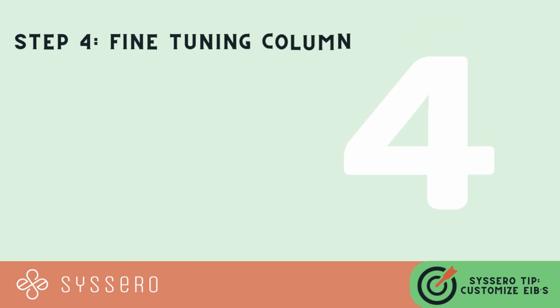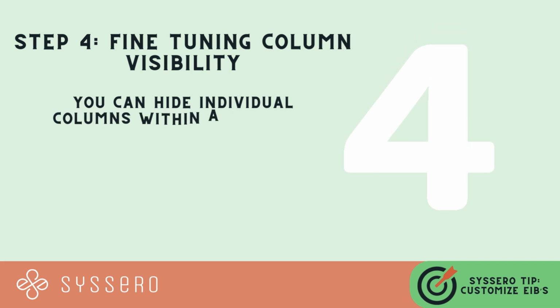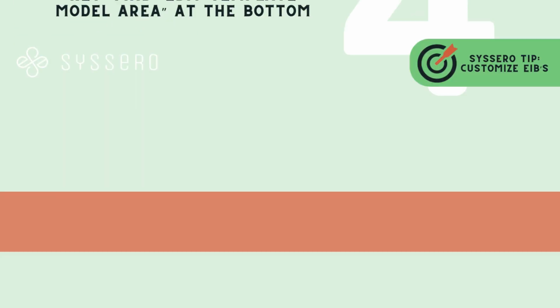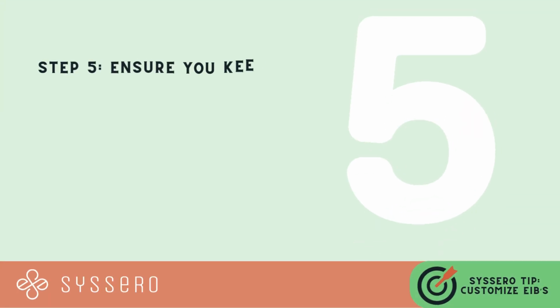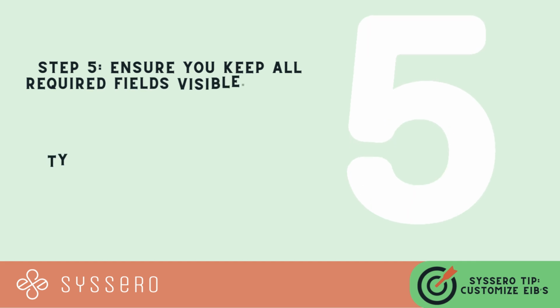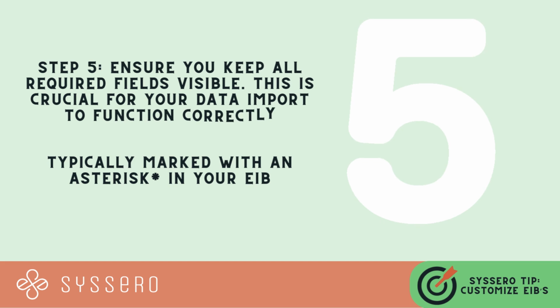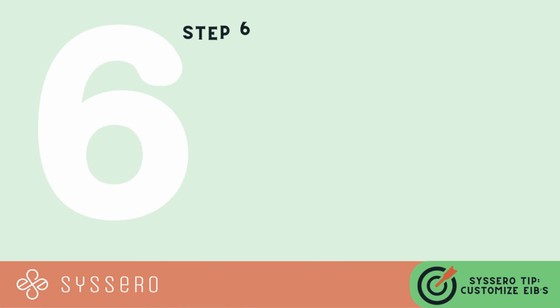Step 4. Fine-tuning column visibility. You can also hide individual columns within a template model area if they're not required. Step 5. Ensure you keep all required fields visible. These are typically marked with an asterisk in your EIB and are crucial for your data import to function correctly.